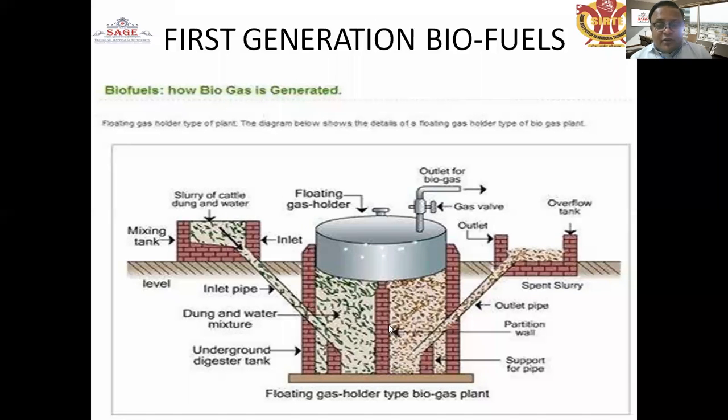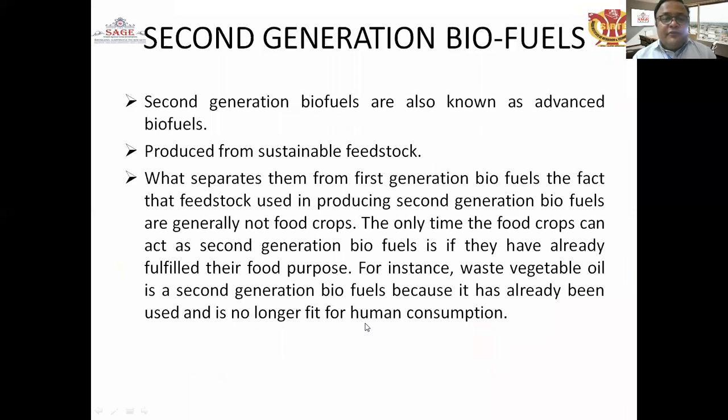This is the partition wall dividing everything clearly, where the mixing is done in a proper manner, and the support for the pipe is represented here. So this is called a floating gas holder type of biogas plant, where biofuel can be generated.